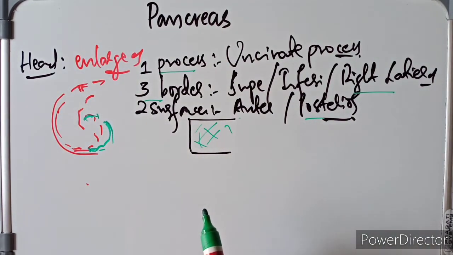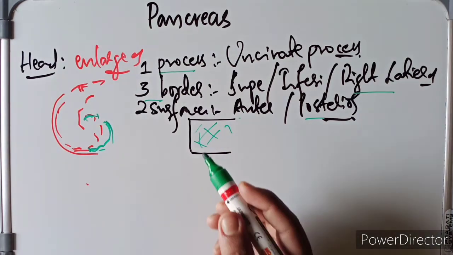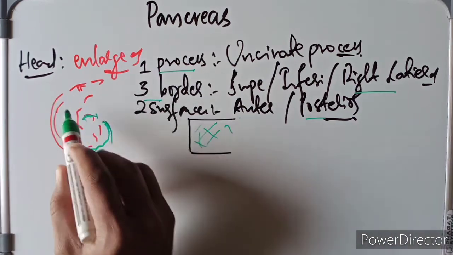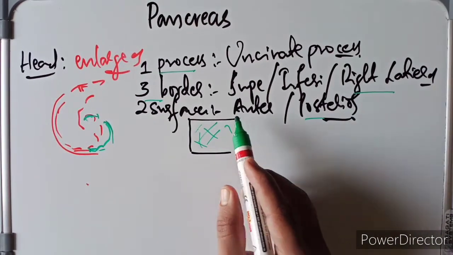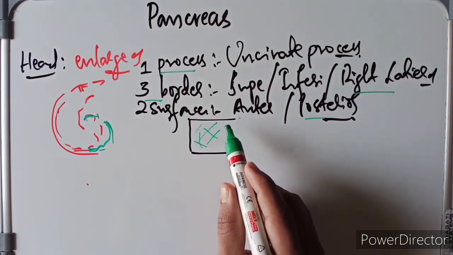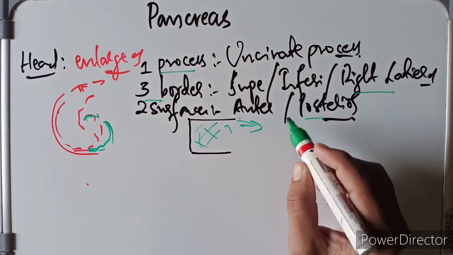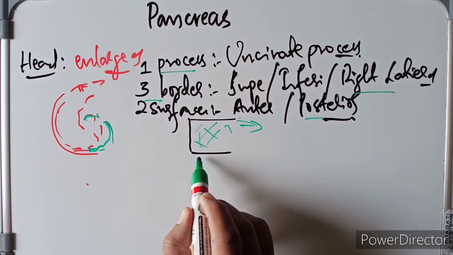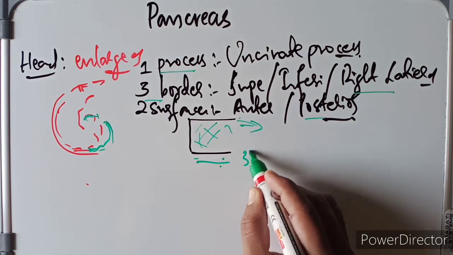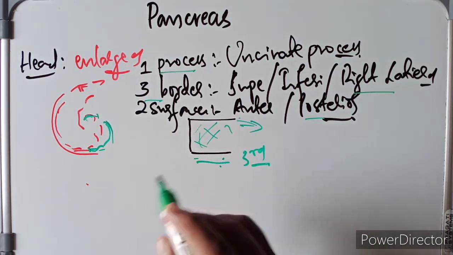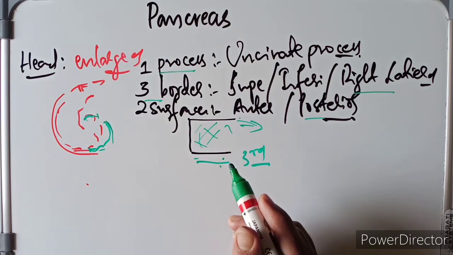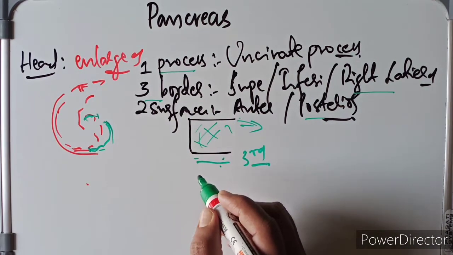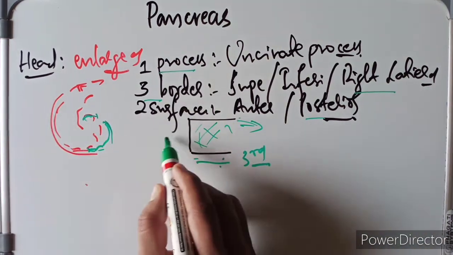So what are the relations of the head of the pancreas? The superior border is related to the first part of the duodenum and the superior pancreaticoduodenal artery. The inferior border is related to the third part of the duodenum and the inferior pancreaticoduodenal artery. And what about the right lateral border? It is related to the second part of the duodenum.